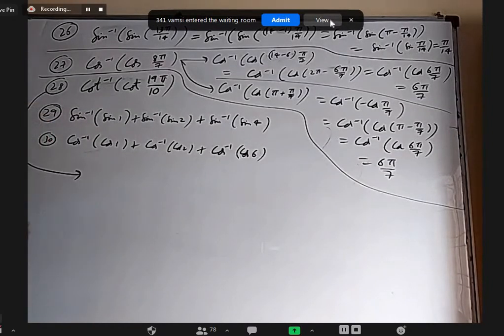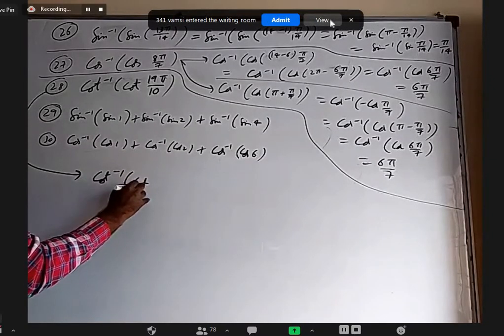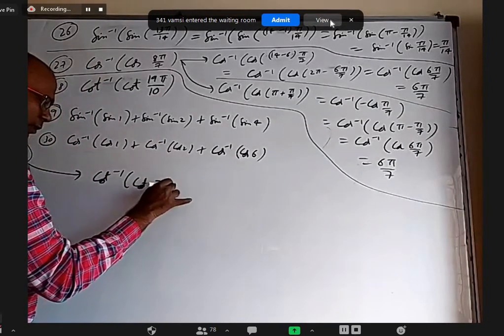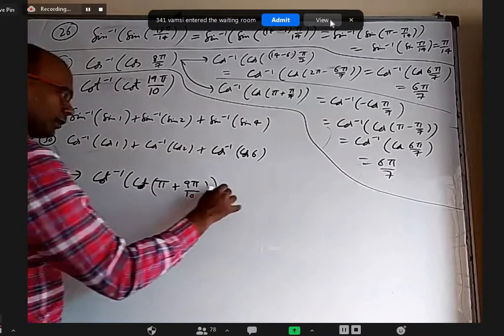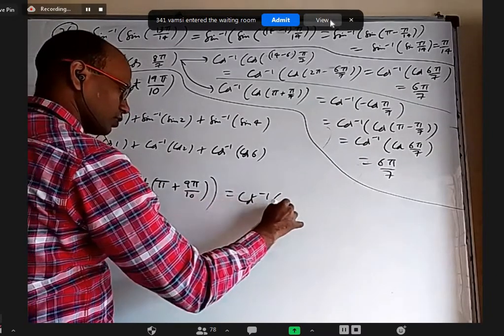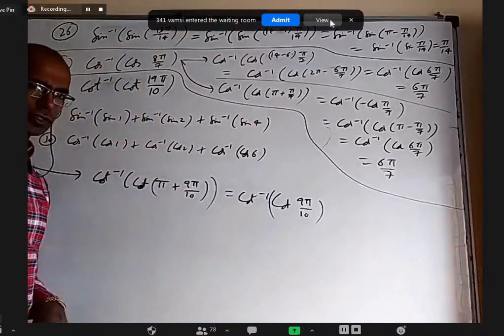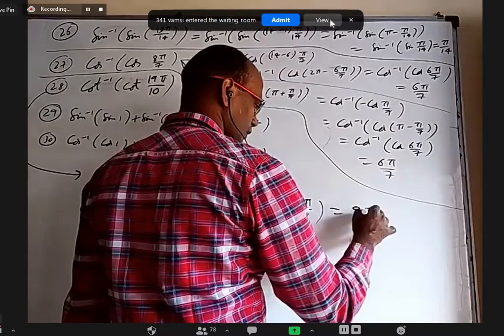So 28, cot inverse cot 19 pi by 10. I can write pi plus 9 pi by 10. That is cot inverse cot 9 pi by 10. Cot of 180 plus theta is cot theta. Now this is between 0 to pi, within the principal values. So I'll get 9 pi by 10.